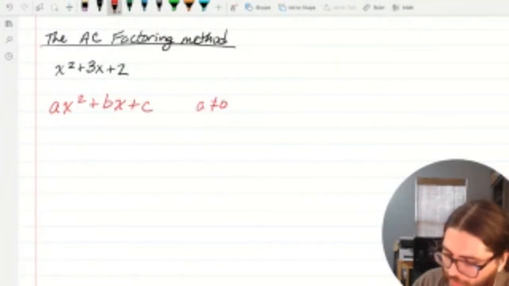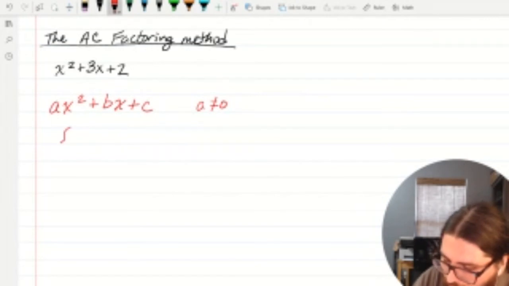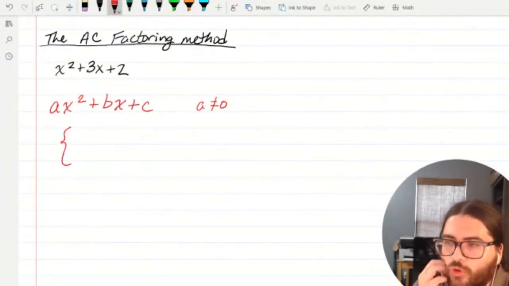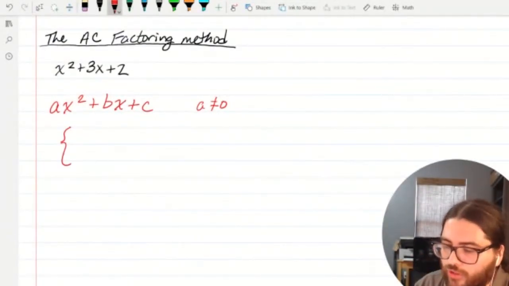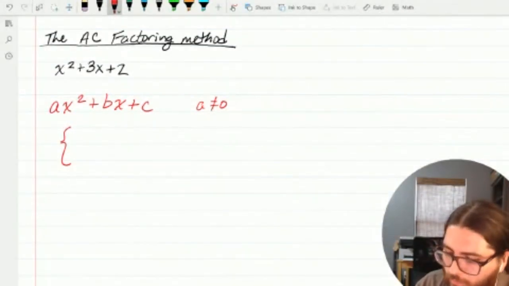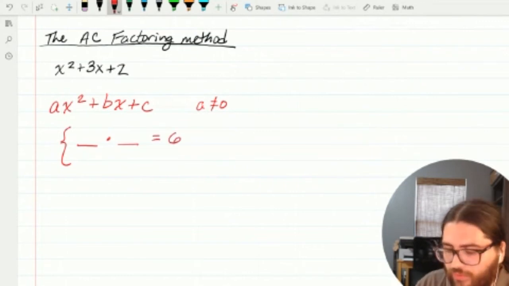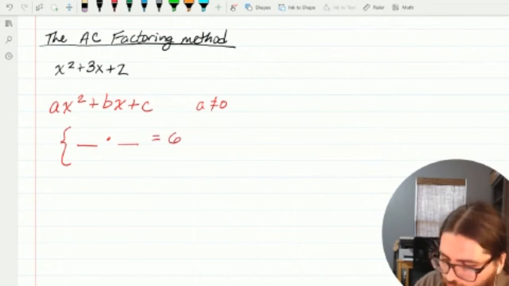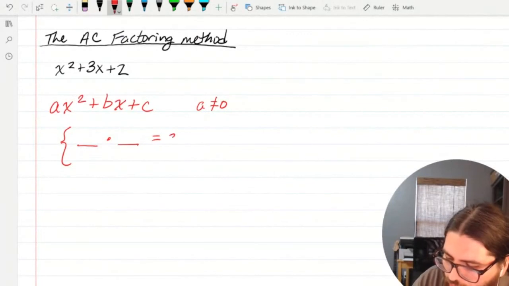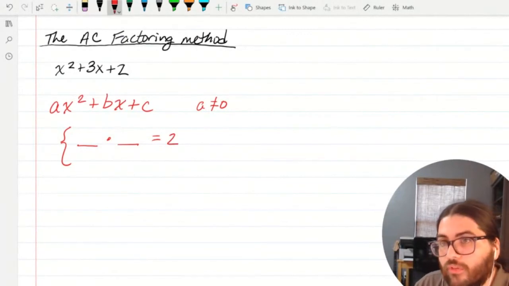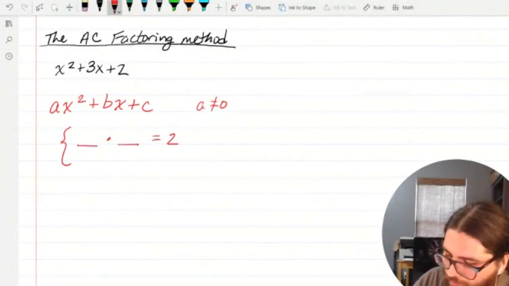I'm going to set up a little puzzle for myself here. I'm looking for two numbers, right? These are the two numbers which I'll use in the factor by group method. I know that when I multiply these two numbers together, I should get 6. Oh, excuse me, I should get 2, because that's the number of little blocks that I have.